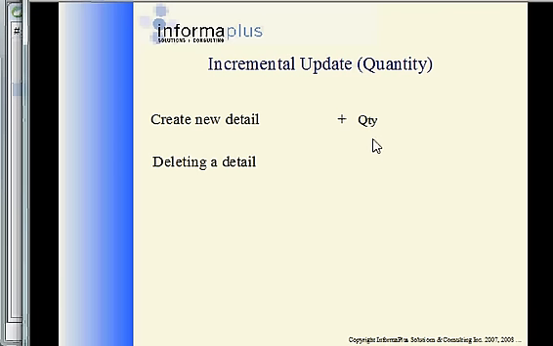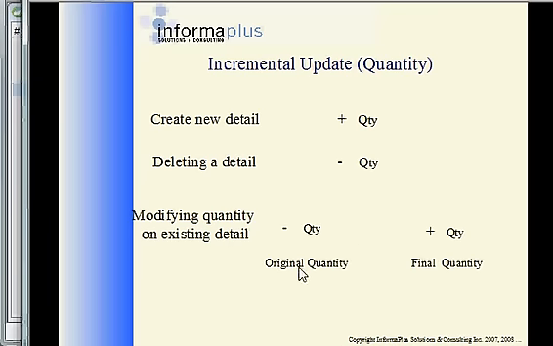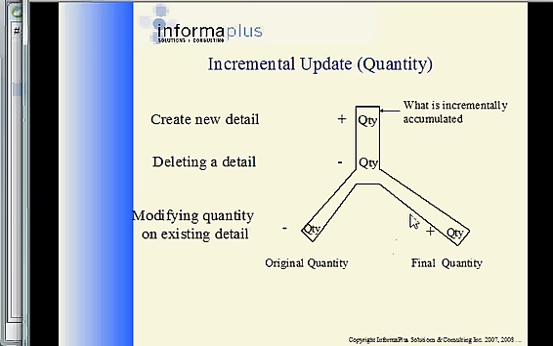Now, if the user is deleting an existing line, we will subtract the quantity of that line from the running total. And a little bit more sophisticated, when the user comes back on an existing detail line and modifies a quantity, we need to be able to subtract the original quantity when he came in and add the final quantity as when he left the row. This is a more systematic, sophisticated way to say that basically you're adding the difference between the final and the original quantity.